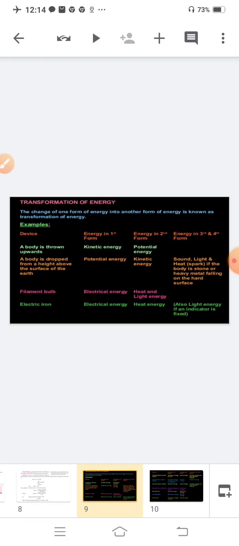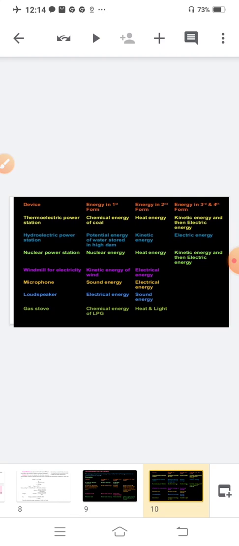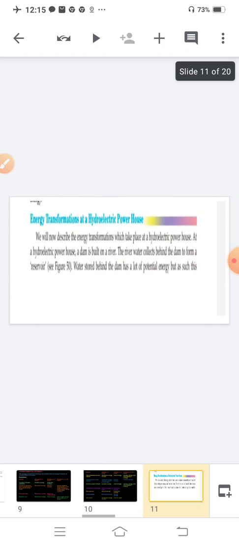Is this clear? Electrical iron, what will happen? You will apply electrical energy. Now this electrical energy will convert into heat energy. Is this clear? Now thermoelectrical power, chemical energy of coal converts into heat energy, and kinetic energy, and then electrical energy. Like this you can convert different types of energy into different forms, like stove, chemical energy into heat and light, loudspeaker, electrical energy into sound energy, microphone, sound energy into electrical energy. Is this clear? Now energy transformation of hydroelectrical power.